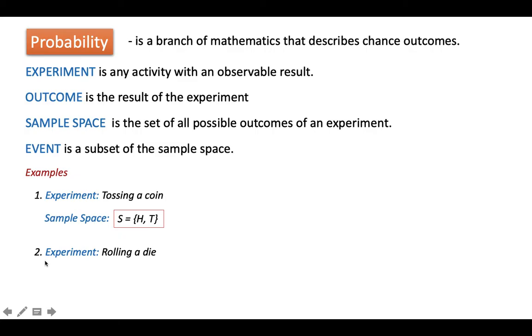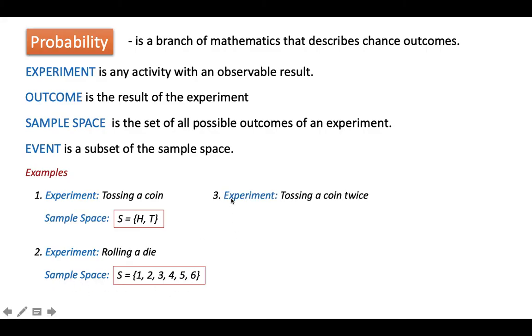In our second experiment, for example, we're going to roll a die. Our sample space can be written this way. S is equal to {1, 2, 3, 4, 5, 6}. Because we know that a die is a cube, and the cube has 6 faces containing 1, 2, 3, 4, 5, and 6.